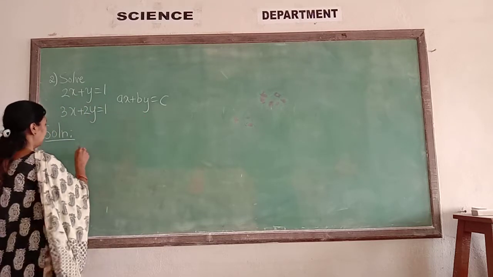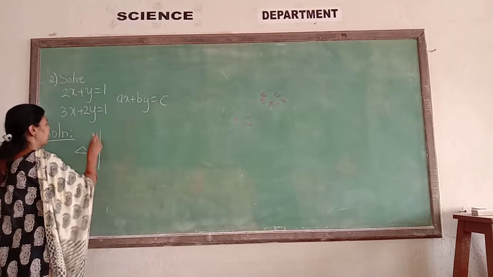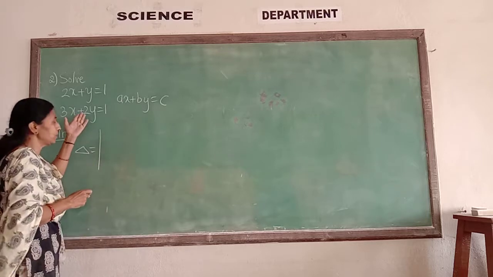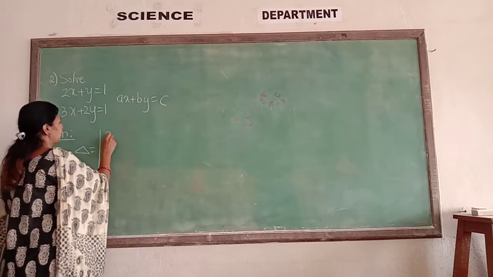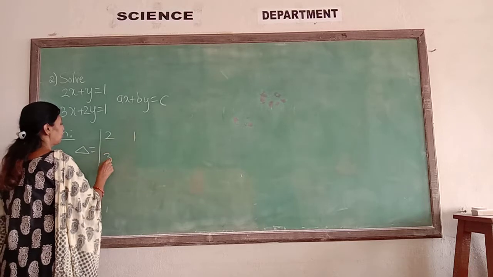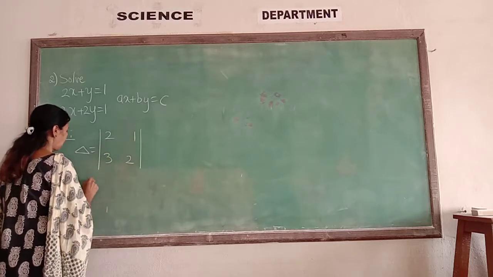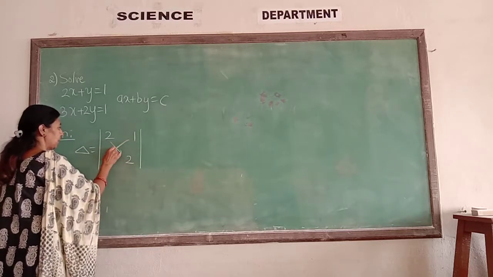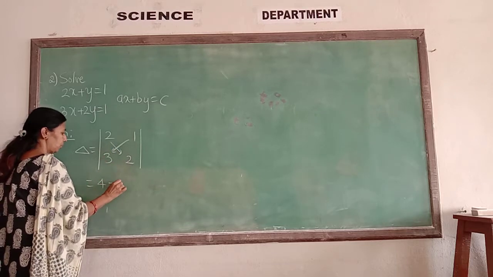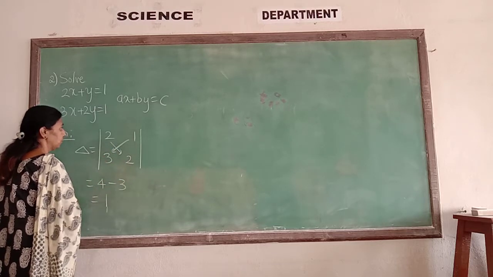Now let us prepare the delta determinant by writing the coefficients of the equations x and y, that is 2, 1, 3, 2, and then solve it by cross multiplying. 2 2s are 4, 3 1s are 3, equals 1.